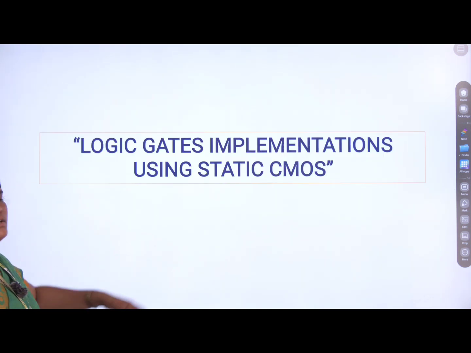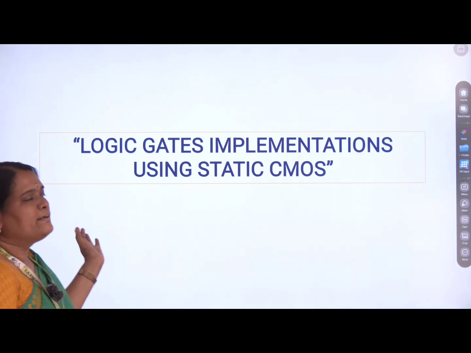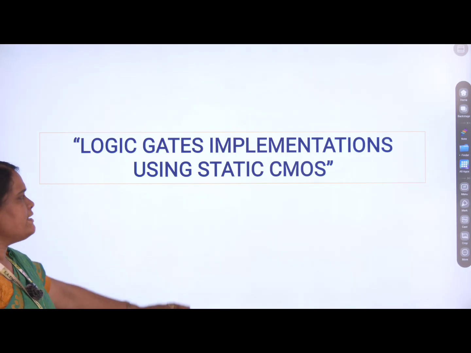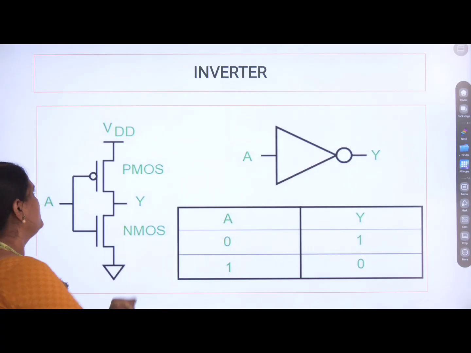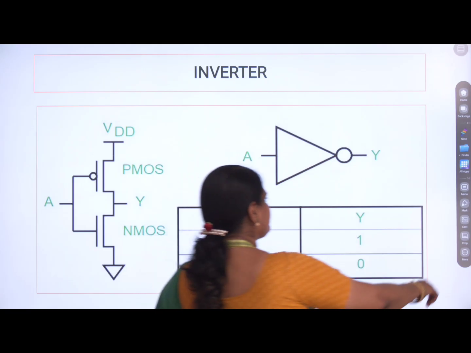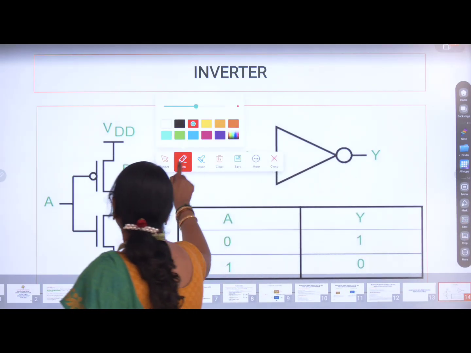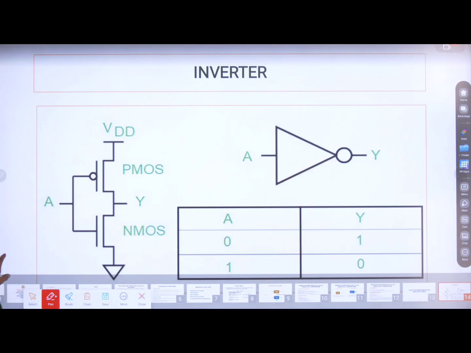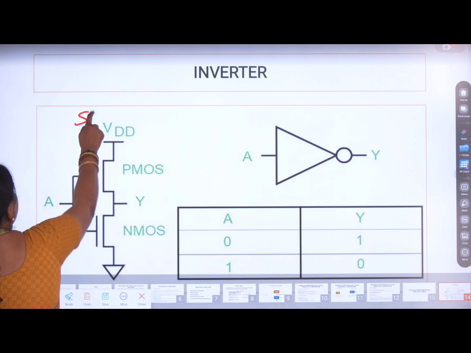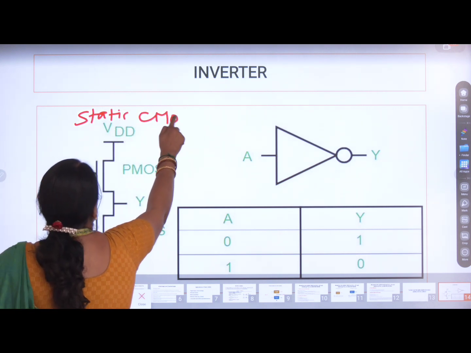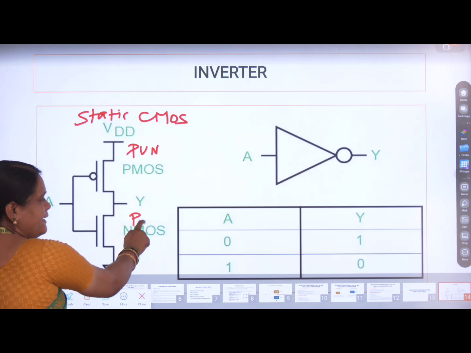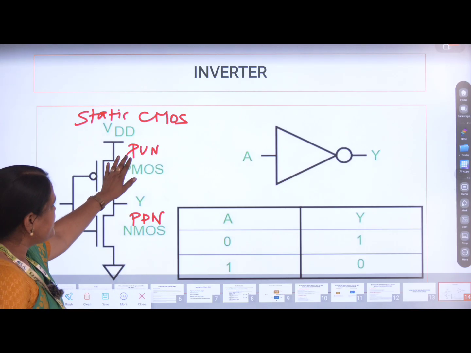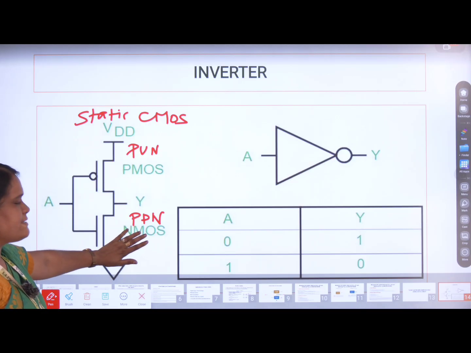Yes. Next, we are exactly entering into our topic, logic gate implementations using static CMOS. We will discuss basic gates one by one. First, I start with the inverter. So, this is the general structure of an inverter using static CMOS. Static CMOS structure contains PUN, PDN. So obviously PUN uses PMOS and PDN uses NMOS.